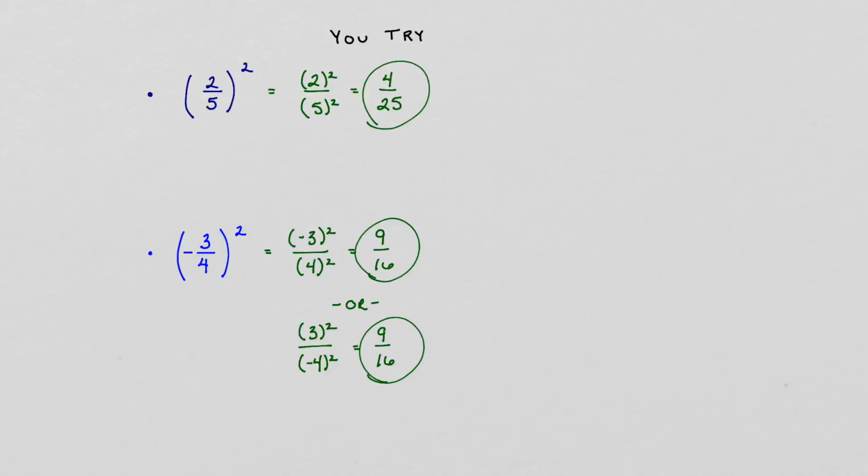So for our first problem, 2/5 squared, this would become 4/25. And then for our second problem, the entire negative 3/4 squared, wherever you decide that that negative should go, meaning in the numerator or the denominator, we see that our solution will become 9/16.